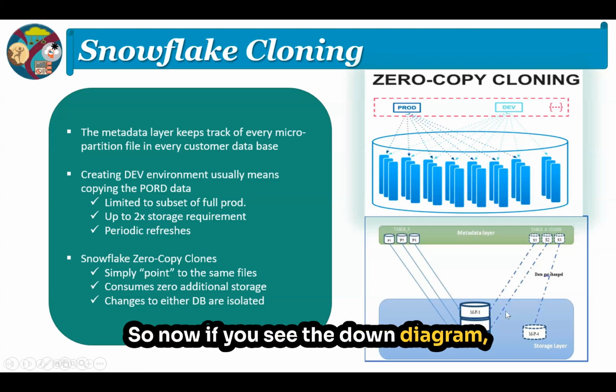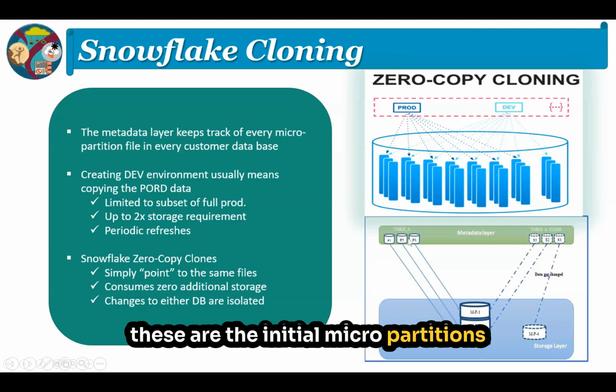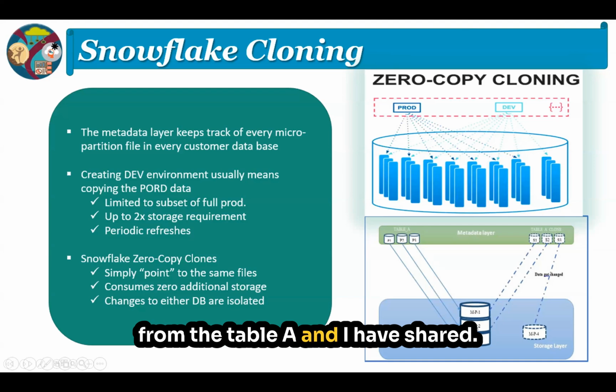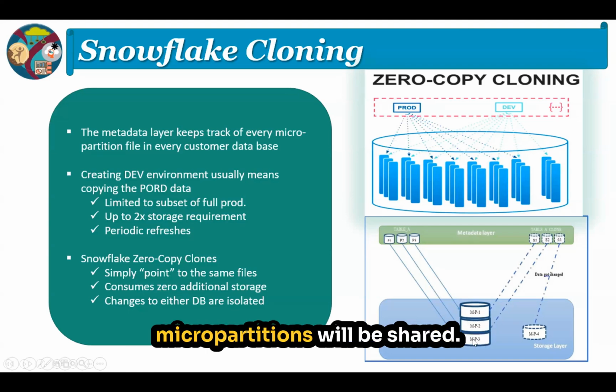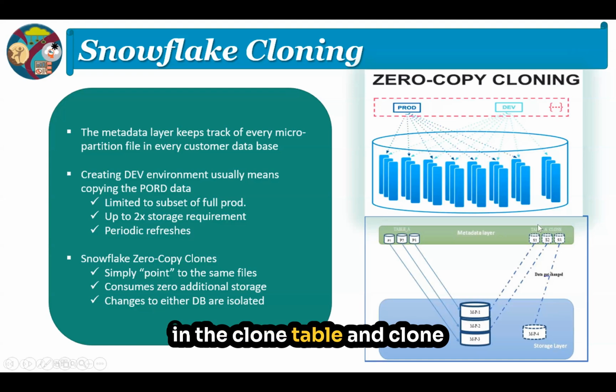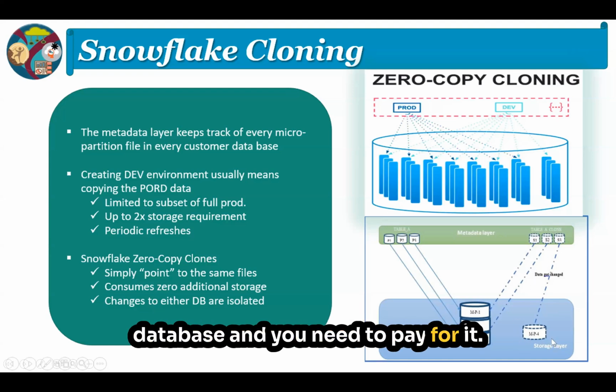Now if you see the bottom diagram, these are the initial micro partitions from table A, and I have cloned this particular table. So when I clone table A, the same micro partitions will be shared. If I do something with respect to this particular micro partition, those changes will be stored in the clone table and clone database, and you need to pay for it.